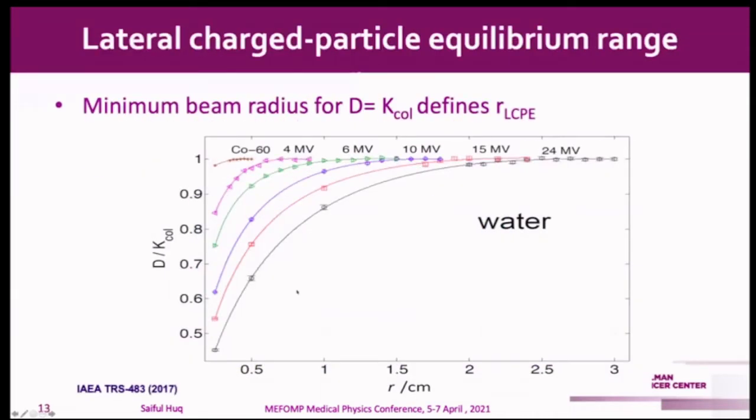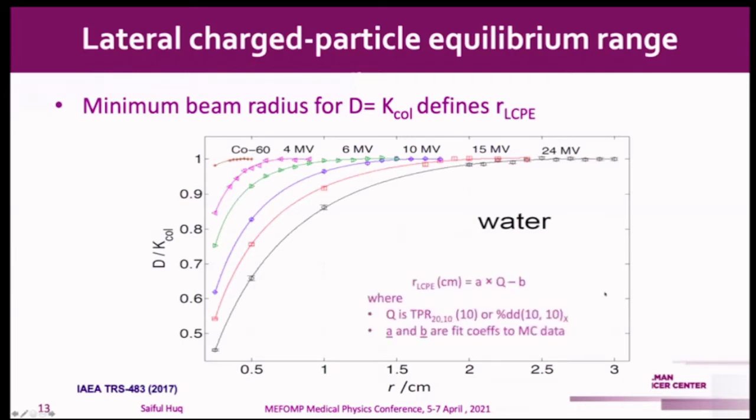What I've done here is plotted a ratio of dose over collision kerma as a function of the beam radius, or as a function of different beam energies. The minimum beam radius for which dose equals collision kerma defines what is known as RLCPE. As you can see, as the beam energy increases from cobalt 60 to 24 MV, the RLCPE is at about 2.5 centimeters, and for cobalt 60 about 5 millimeters.